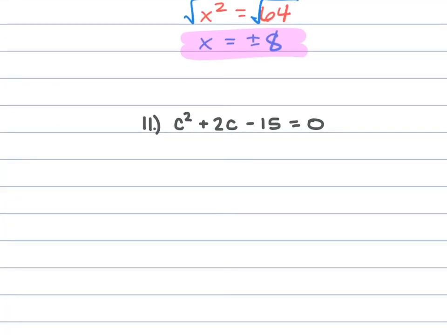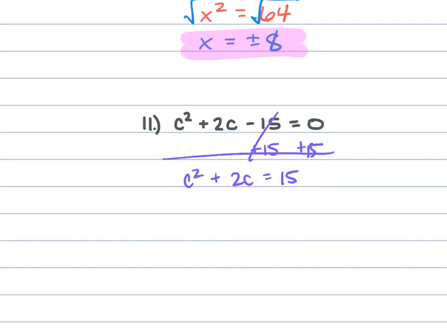For 11, we're given c squared plus 2c minus 15 is equal to 0, and we're told to solve this by completing the square. So first thing we want to do is to isolate the constant. Our constant is negative 15, so we're going to add it to both sides. So this is going to be c squared plus 2c is equal to 15. If our a, so the number in front of the c squared in this case, is something other than 1, we would divide everything by that number right now.